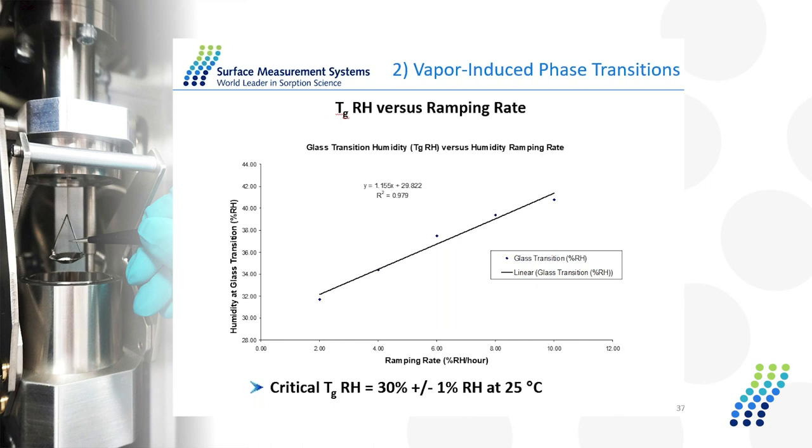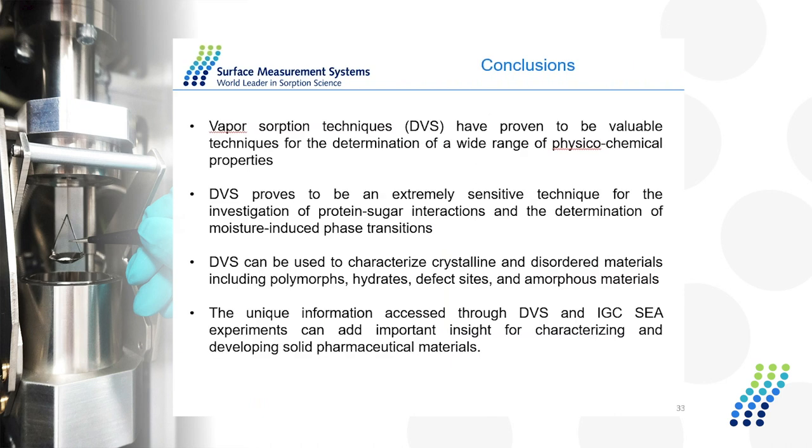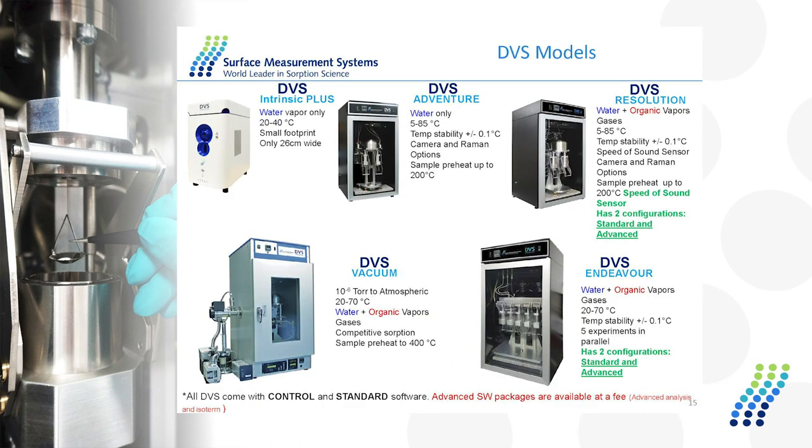Okay. Can CO2 sorption be performed? Yes. We have different models for the DVS instrument, and CO2 sorption could be performed with the vacuum system. So in this case, we don't have a carrier gas, and CO2 sorption in the vacuum system is a very typical study. And yeah, that's it.